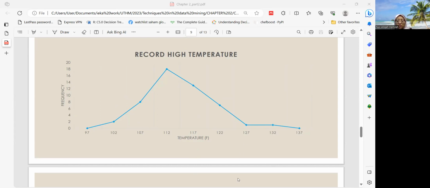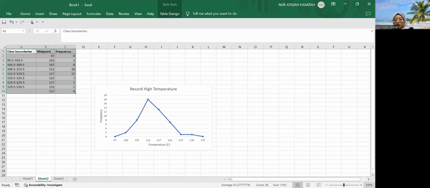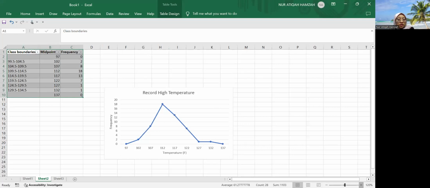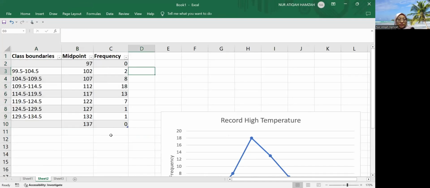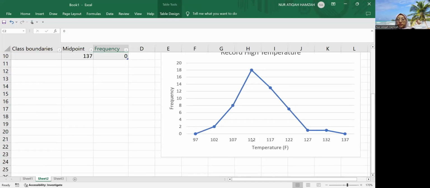Okay, contohnya kat sini biar saya share. Kalau awak nampak midpoint ni, saya ada tambahkan satu di atas dengan satu di bahagian hujungnya dengan frekuensinya 0. Okay, untuk dapatkan frekuensi polygon ni berbentuk seperti ini.